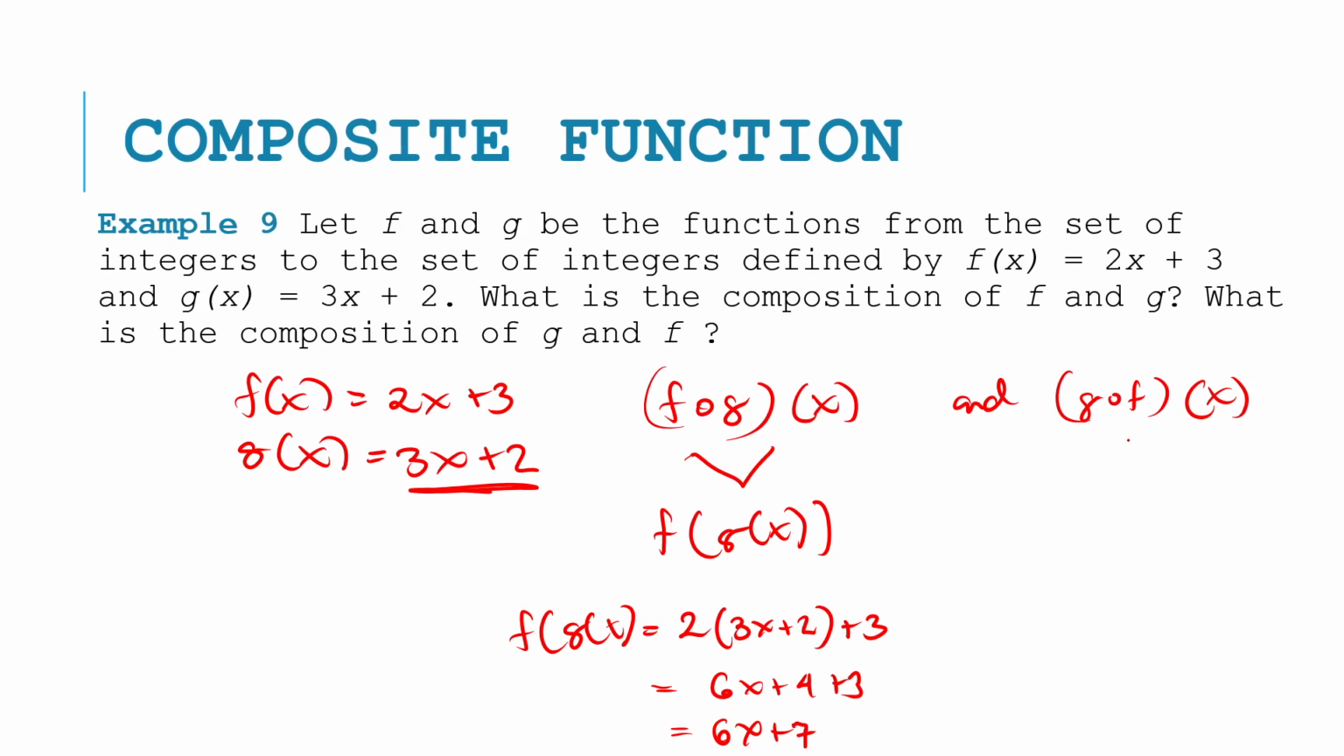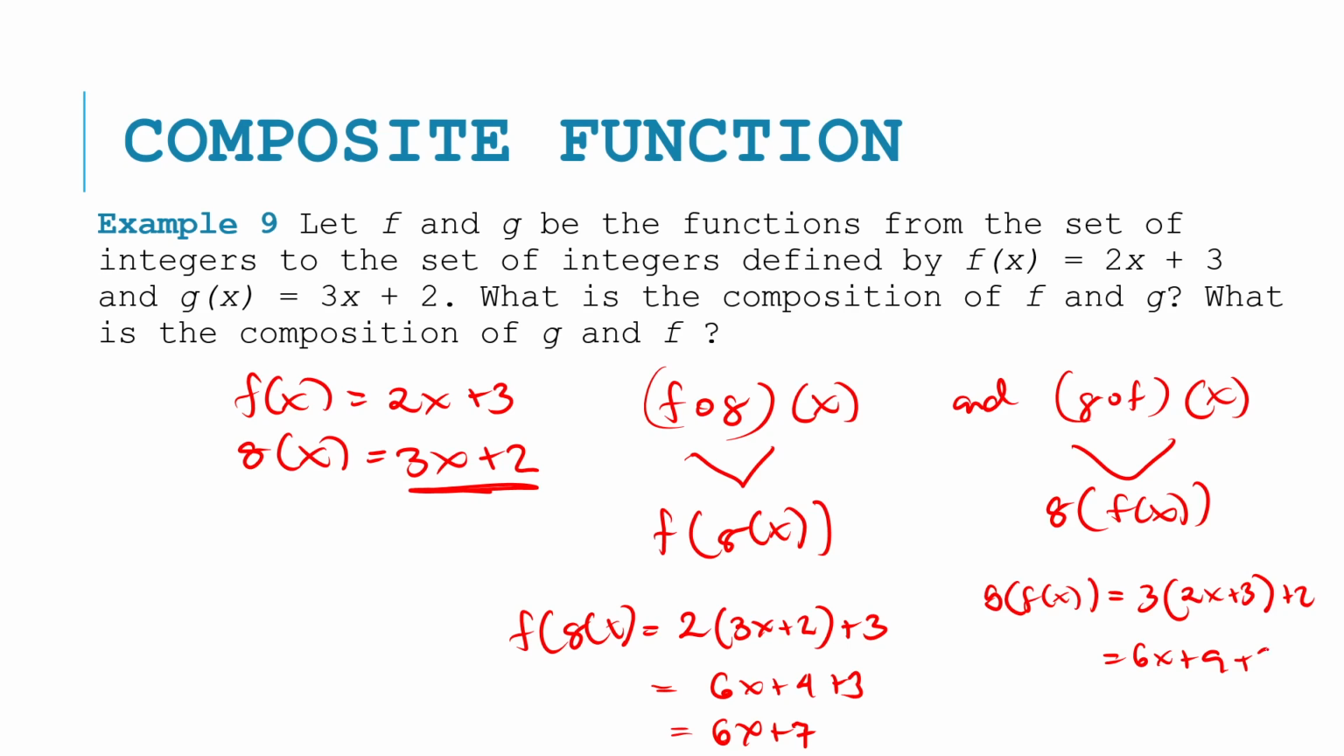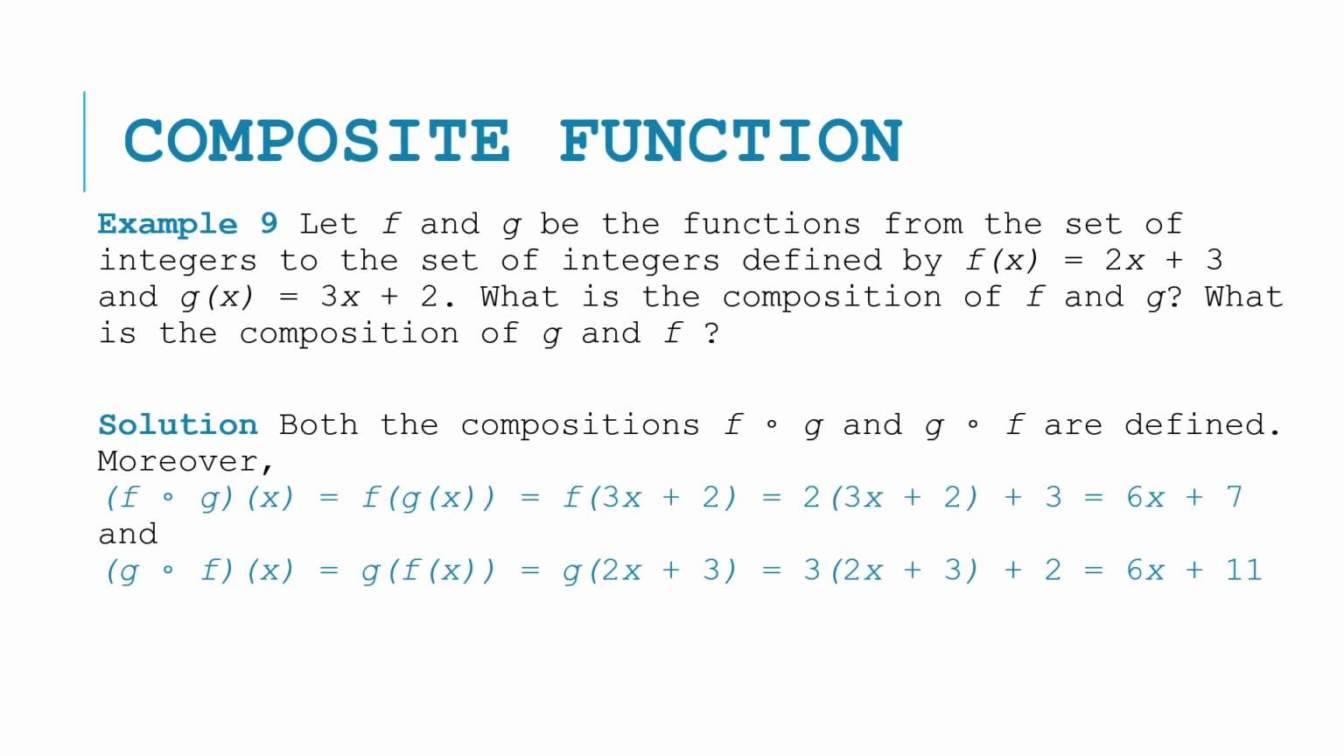The same thing that we have to do with the composition of g and f. This is just g of f of x. This would give us 3 times (2x plus 3) plus 2. Distributing 3 would give us 6x plus 9 plus 2. Combining like terms, this would give us 6x plus 11. And that is how you do the composition of a function given f and given g.